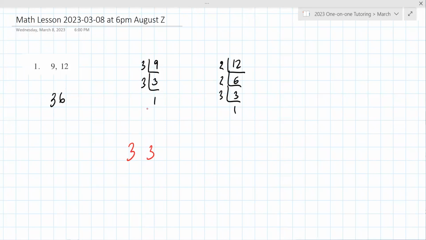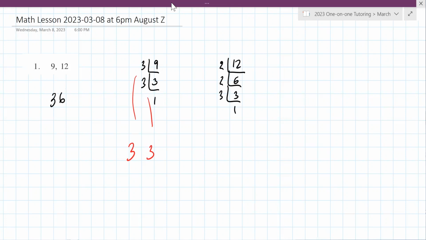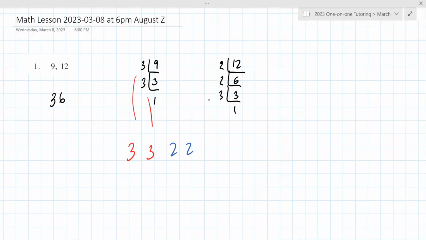A 3 and a 3 in it. That comes from here. And then it must have a 2 and a 2 in it. That comes from here. So it's got to be bigger than this.